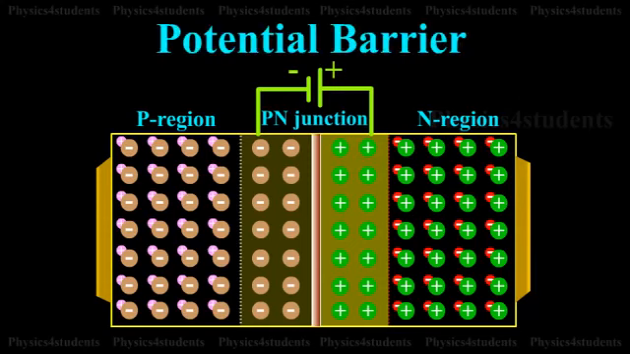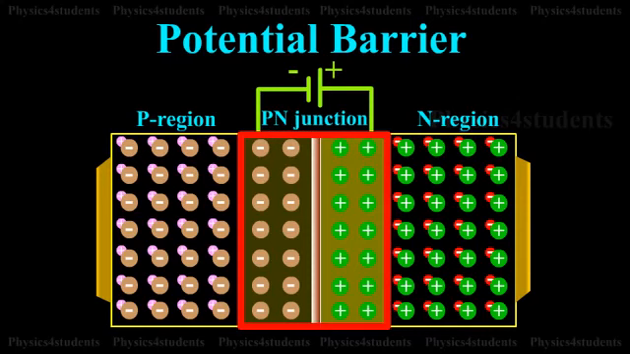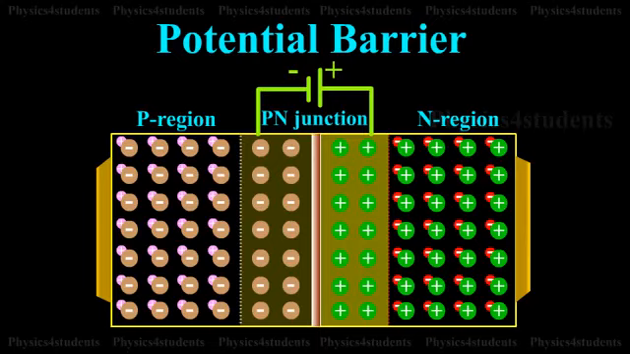The potential barrier is approximately 0.7 volts for a silicon p-n junction and 0.3 volts for a germanium p-n junction. The distance from one side of the barrier to the other side is called the width of the barrier, which depends upon the nature of the material.